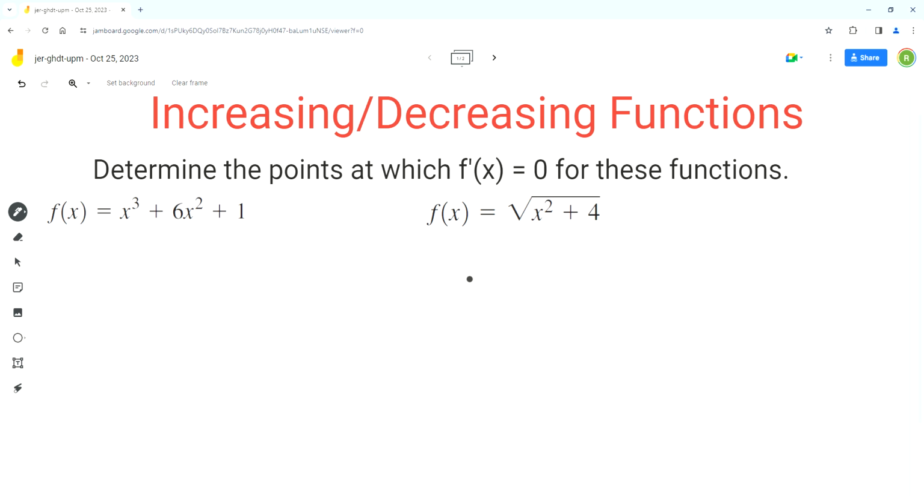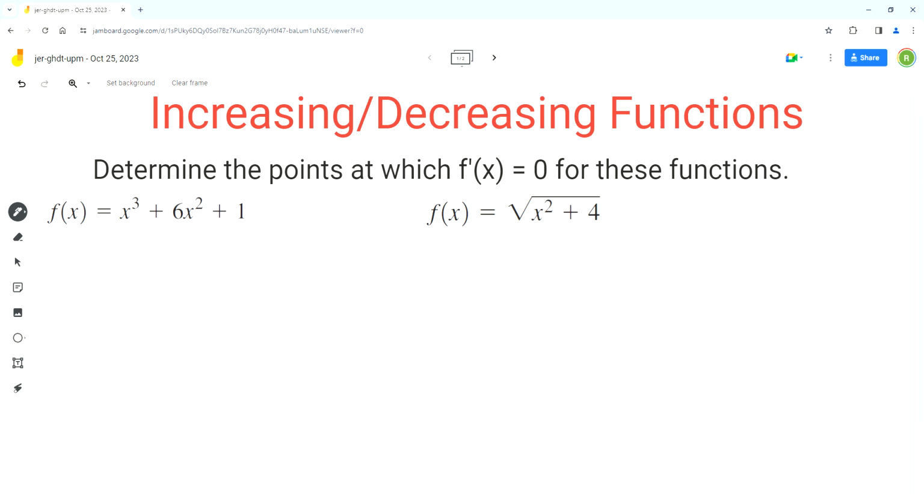So in this video, we'll solve this problem using the concepts of derivatives. As per the problem, determine the points at which f prime of x is equal to 0 for these functions. So let's start with the function on the left side. We have to find the derivative of this function and then set the derivative equal to 0 and solve for x. Now as you can see, this function is a polynomial function.